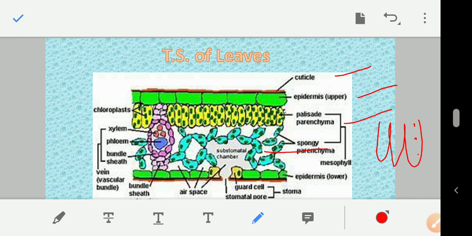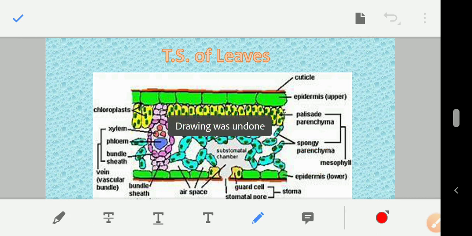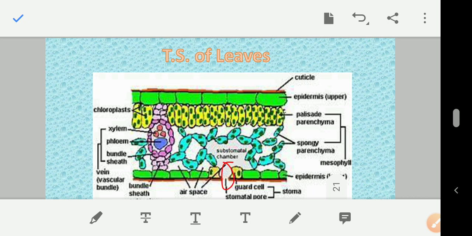Palisade tissue is in direct contact with the epidermis, so it easily gets sunlight. This is lower epidermis. This region is guard cell. This region is vein. This portion is stomatal pore. The rest is xylem and phloem. How many veins of leaves are shown here? One vein of leaf is shown here.